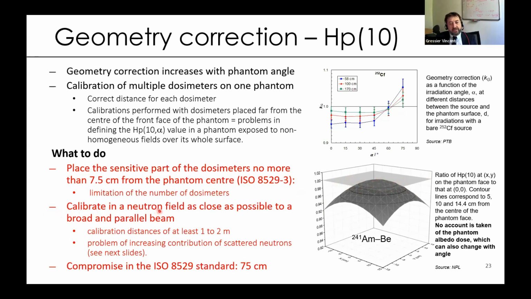To calibrate in a neutron field as close as possible to a broad and parallel beam, you want calibration distances of at least 1 to 2 meters, but you will increase the contribution of scattered neutrons. That's why, for the calibration of personal dosimeters, a compromise has been proposed in the ISO standard: we use a distance of 75 centimeters.